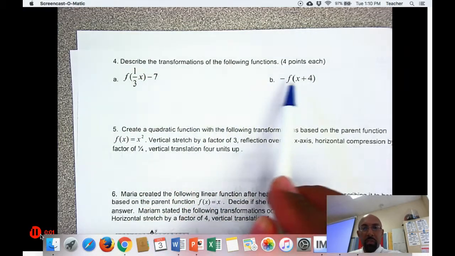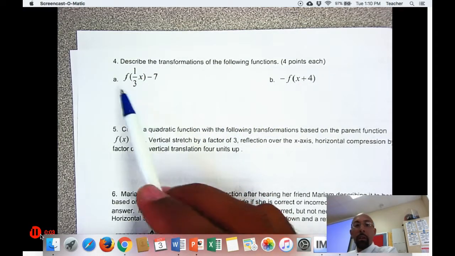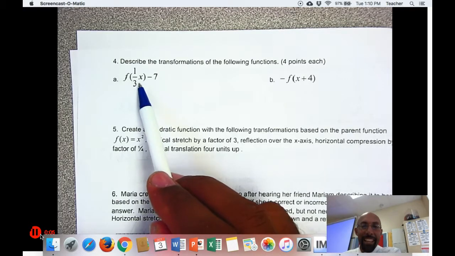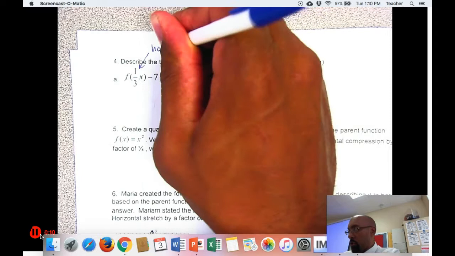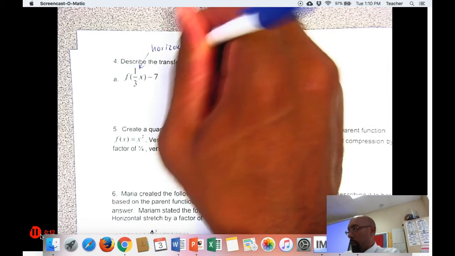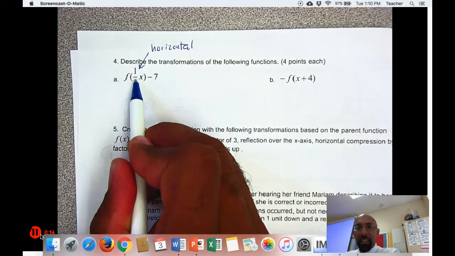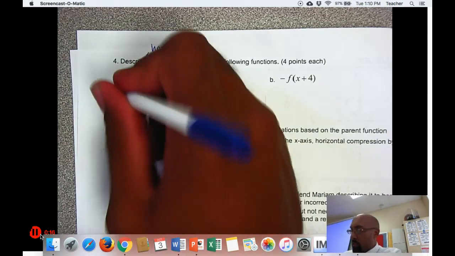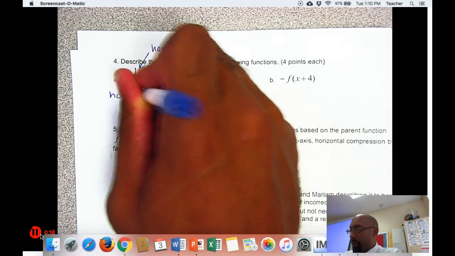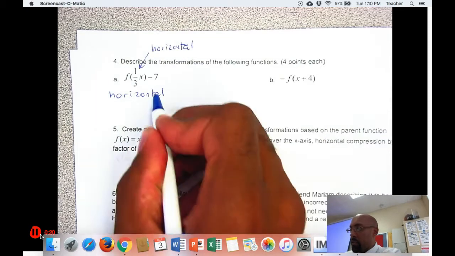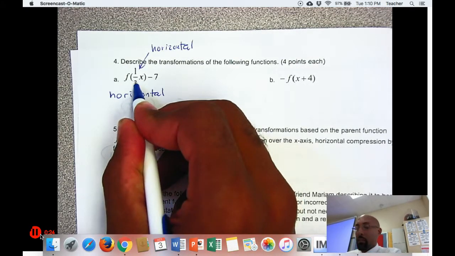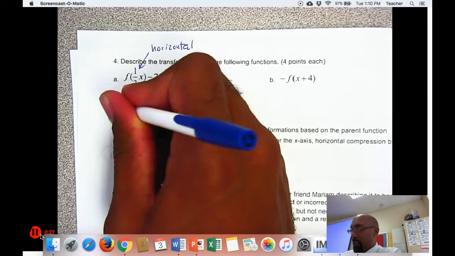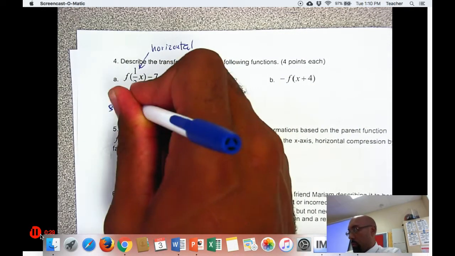Describe the transformations of the following functions. Now remember, if something is changing the inside, that's causing a horizontal change. Horizontal. Okay, now it's being multiplied times x. So this is going to be a horizontal. And remember, x is a liar. So you think, oh, because it's smaller, it must be getting compressed. But it's opposite. It's a horizontal expansion or stretch.